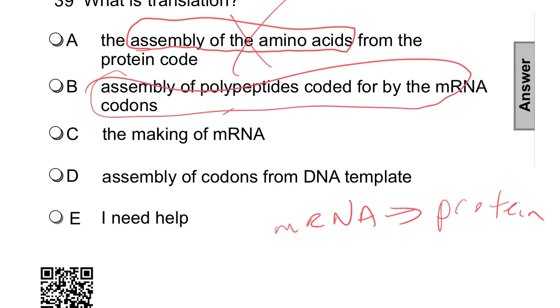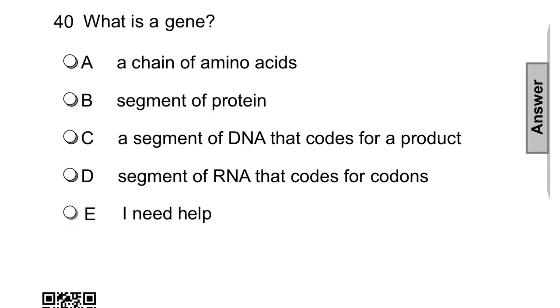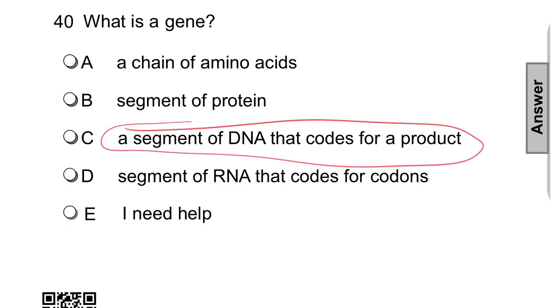The making of mRNA? No, that's transcription. Assembly of codons from... Okay, that's transcription too. What is a gene? It's a piece of DNA that codes for a protein, or for an mRNA if you want, or rRNA or tRNA. It codes for RNA. The RNA eventually holds that code for a protein.